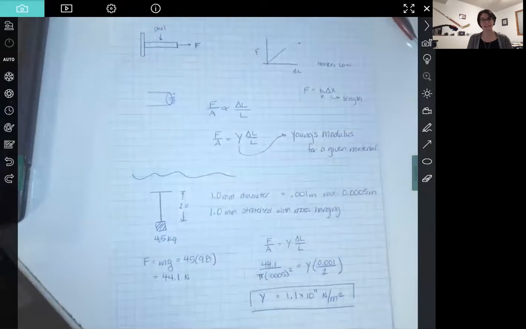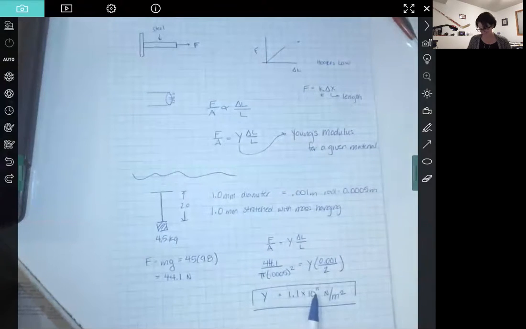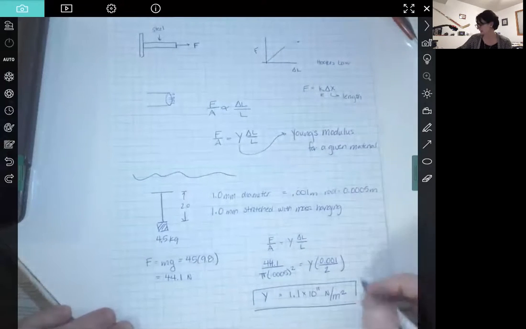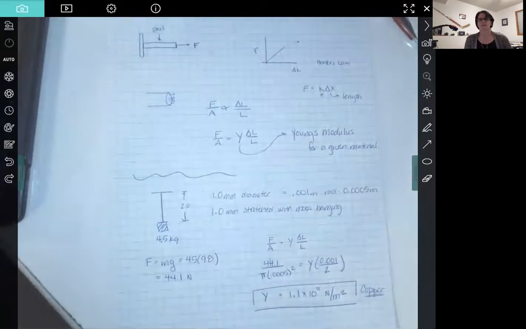All right, so that's standard for a given material. And in this case, that material with around 1.1 times 10 to the 11th newtons per meter squared is likely to be copper. Okay, so just utilizing that equation. Now, those of you who are going to need to use stress and strain as you go on in your coursework, in construction majors, for example, or engineering majors, you'll get a little bit more into this.